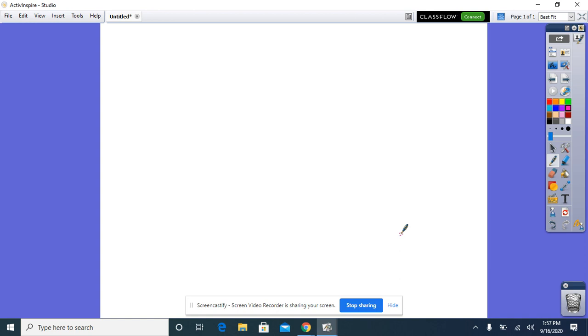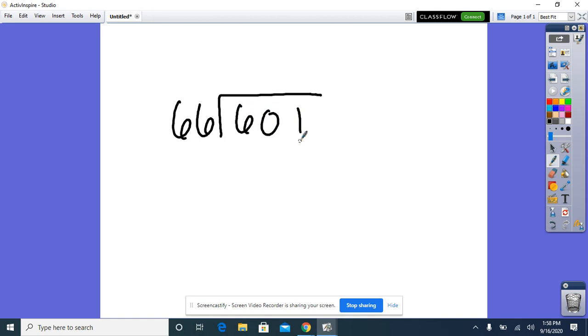Hey guys, so this is still going to be us talking about long division with two-digit divisors. This problem is going to look a little different, but we're going to follow the same steps. So our problem is going to be 66 is our divisor, and then 601 as our dividend.